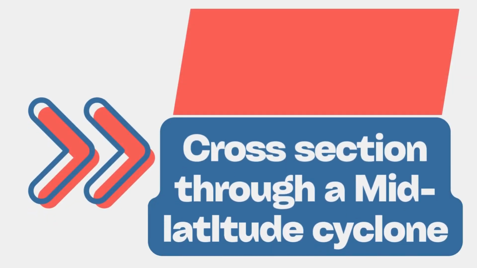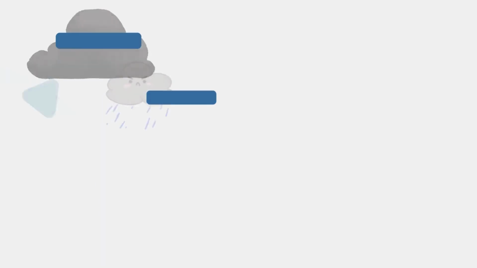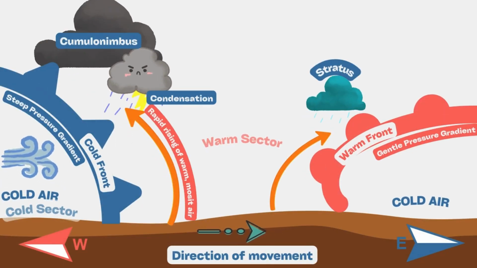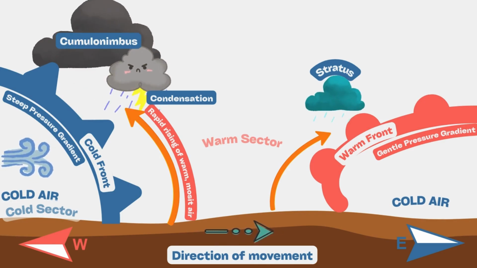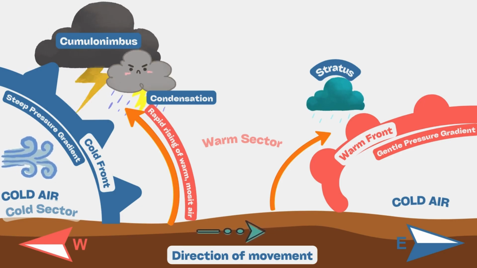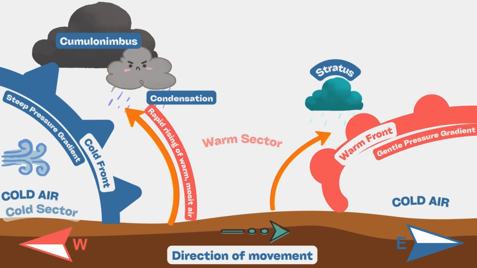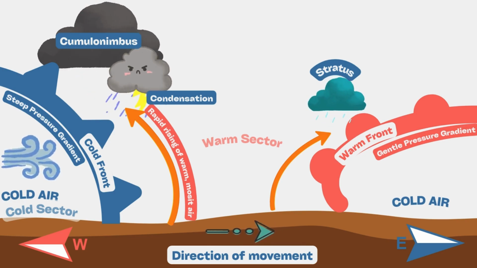A mid-latitude cyclone is more than just a swirling system on a weather map. To understand how it works, we need to examine what happens inside. That means let us look at the cross section of a mid-latitude cyclone. Firstly, mid-latitude cyclones typically move from where? From west to east in mid-latitudes, because they are driven by the prevailing westerlies.